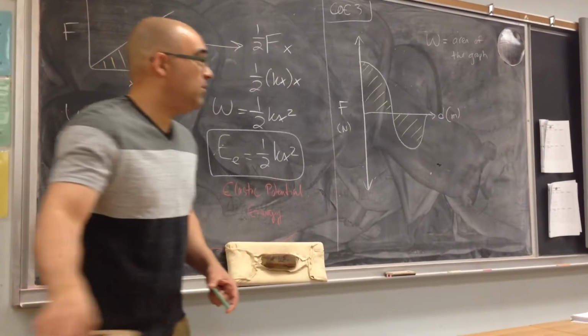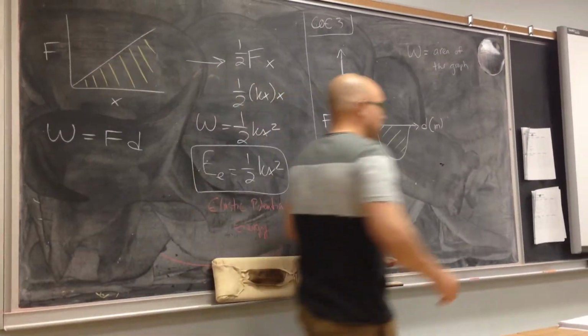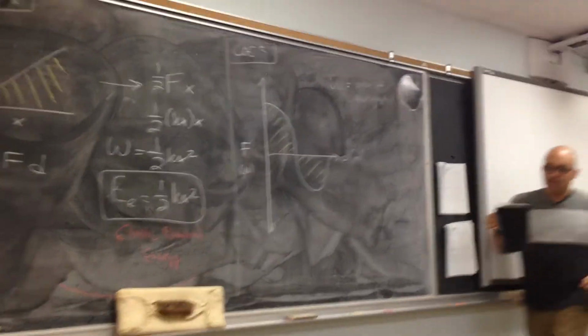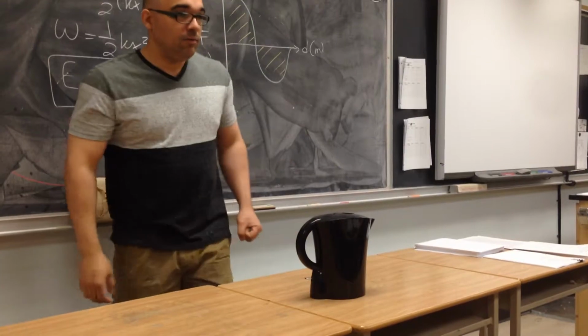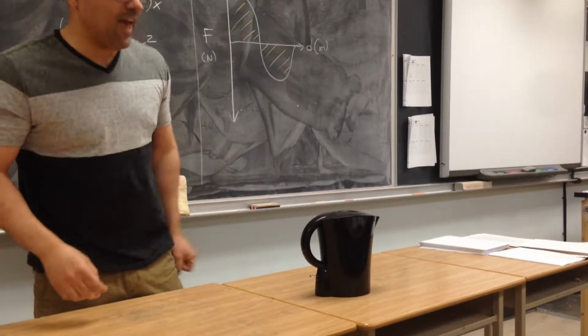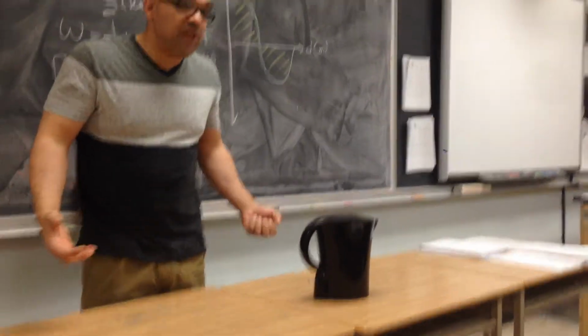But what if I gave you some kind of a weird, irregular shape? Say I wanted you to find the volume of this. Is there a single equation called the volume of a kettle that you could use? No, so what would you have to do?